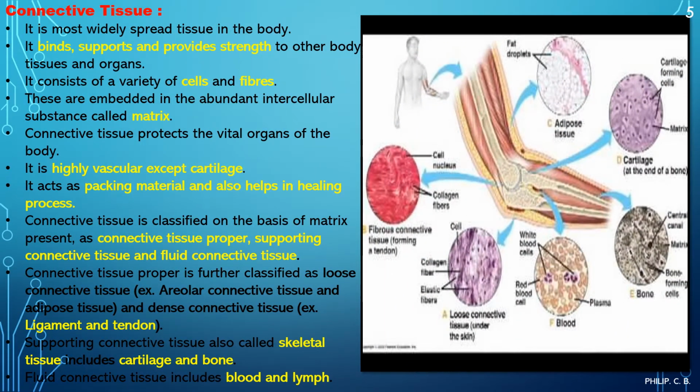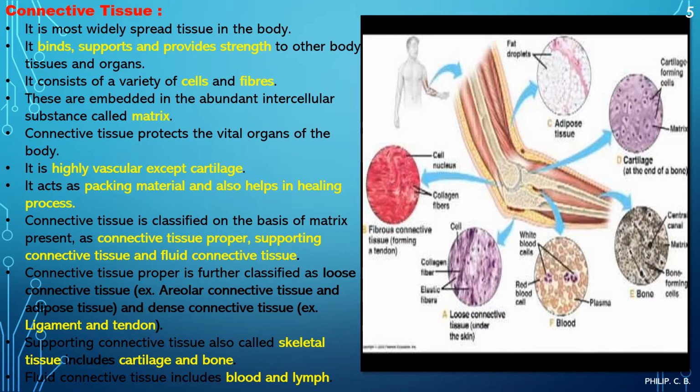Further, now we come into the detailed part of the connective tissue. So connective tissue, first point, it is the most widely spread tissue in the body, that is, it is present throughout the body. Second, it binds, supports and provides strength to other body tissues and organs. So as the name says, connective, it helps in connecting, that is in binding, supporting and providing strength to all the tissues and organs in our body.